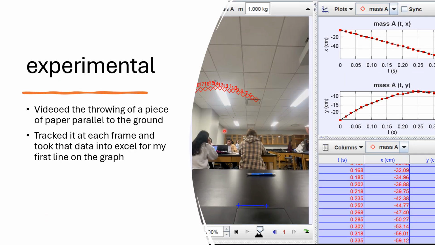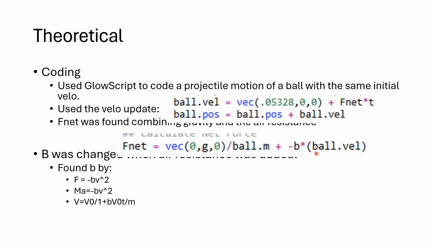Experimental: we videoed throwing a ball straight across. We tracked each data point, and then it gave us the data, which we put into Excel for the graph. We also used that data to find the initial velocity, like I mentioned earlier. On the coding, we set the initial velocity to the 1.6, which we had found. We used the velocity update equation and the position update equation. Velocity updates as I explained earlier, and the position update is kind of self-explanatory.